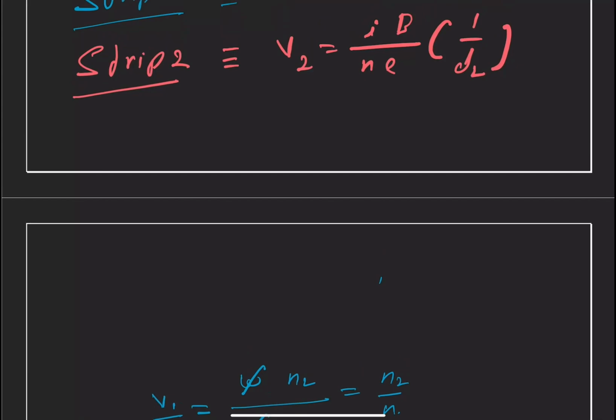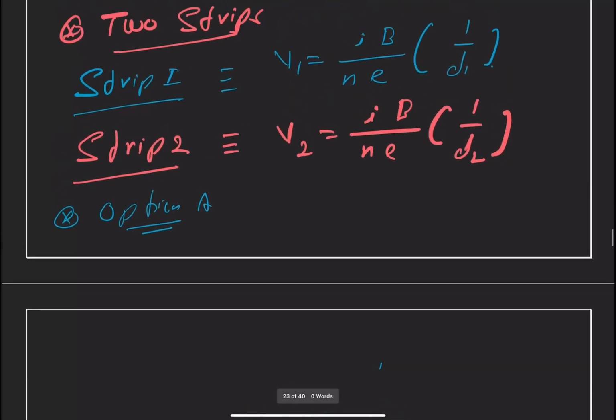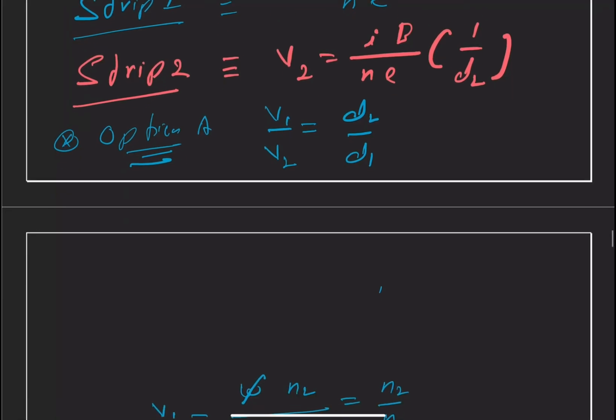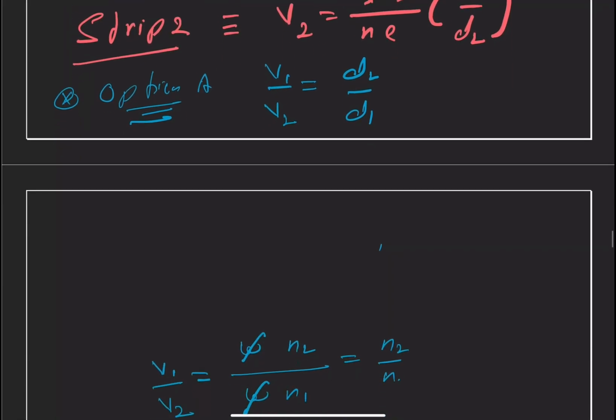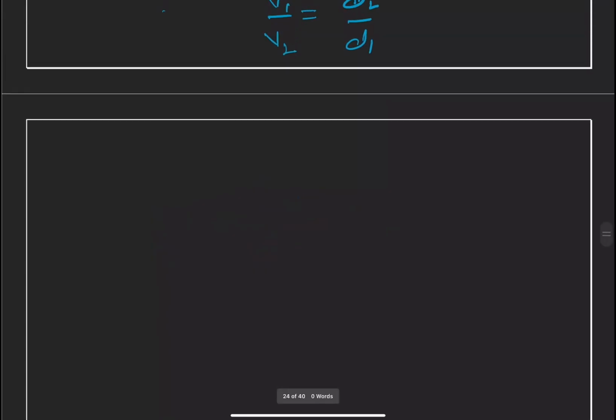So in option A, we can divide these two terms. We get V1 upon V2 will be equal to D2 upon D1. Okay. And in option A, it gives us that W1 is equal to W2 and D1 is equal to D2. So we have our option A.